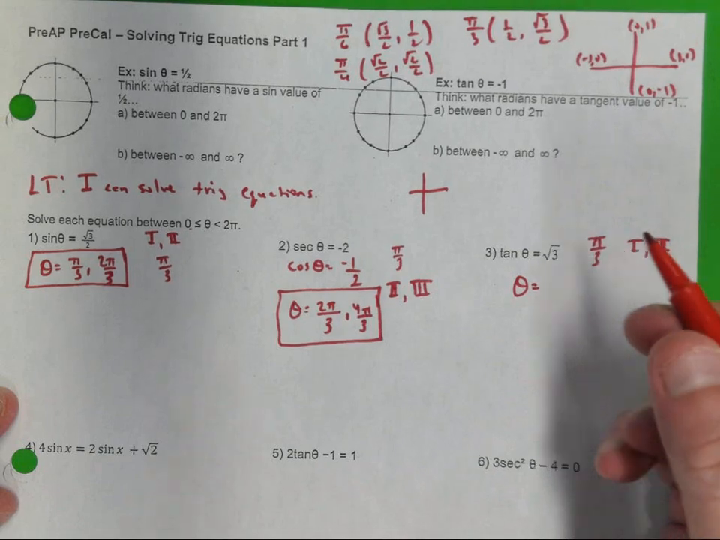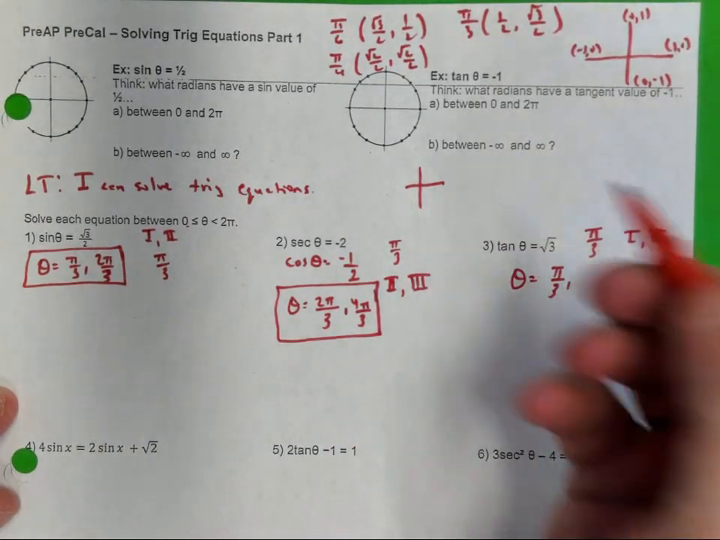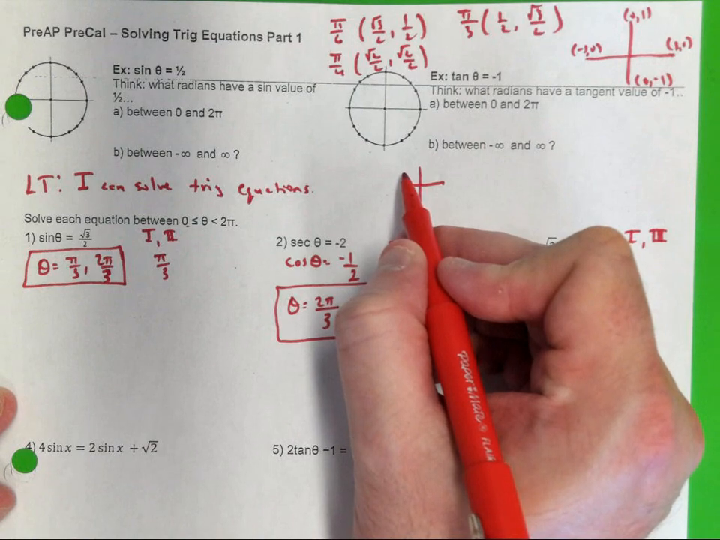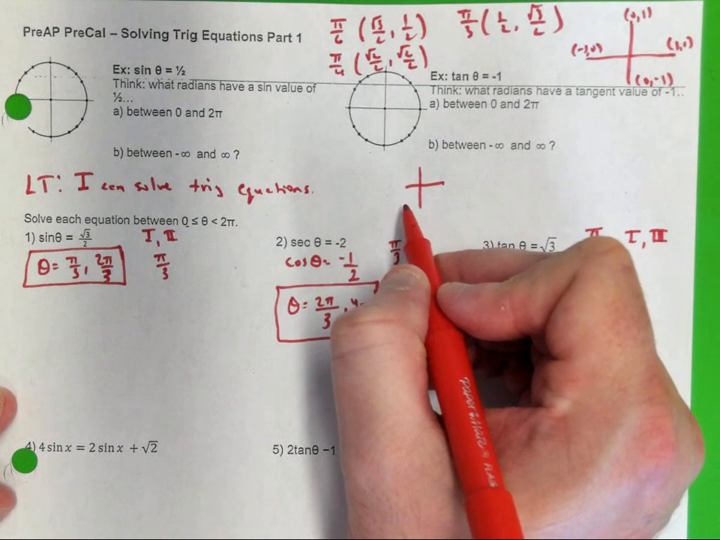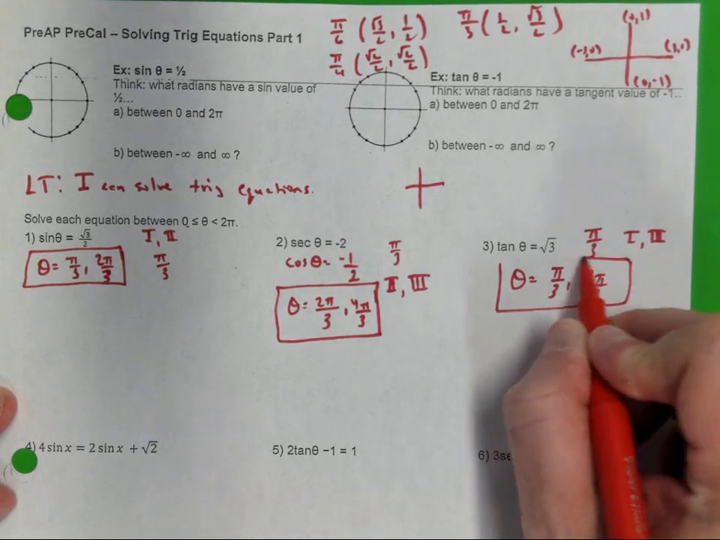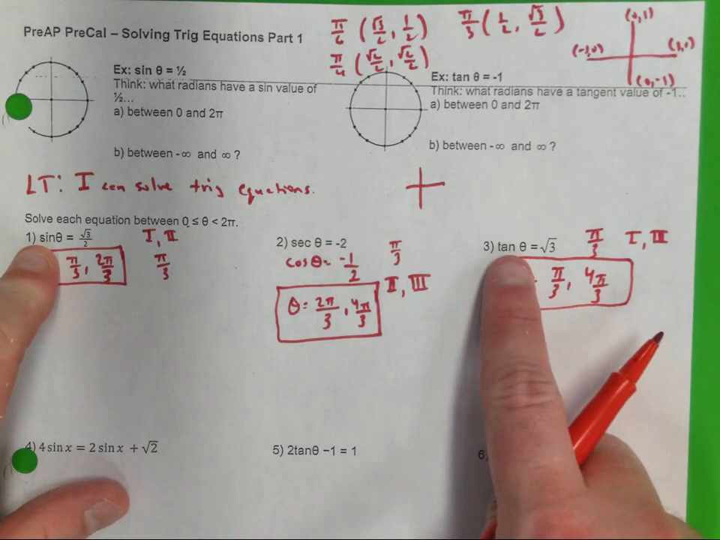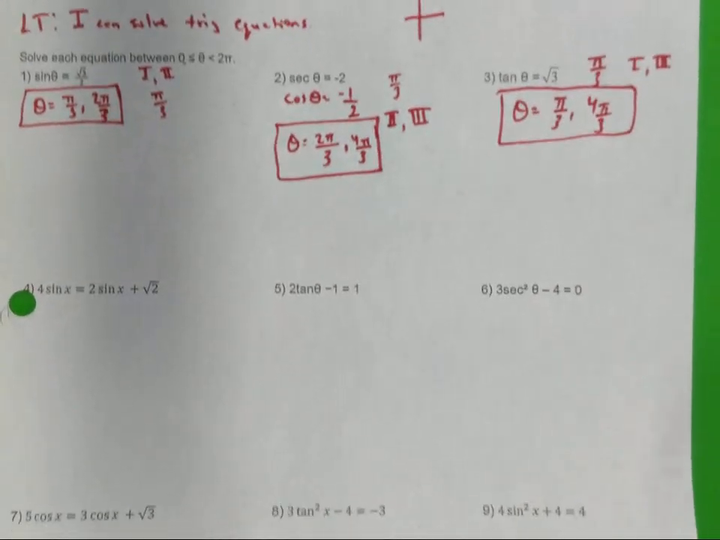Which family member of pi over 3 is in quad 1? I hope you're saying pi over 3. 2 pi over 3 would be here. 3 pi over 3 reduces. 4 pi over 3 is here. So my answers are pi over 3 and 4 pi over 3. Got to know your unit circle trig to be able to do this. But on these 3, your trig function was all by itself.